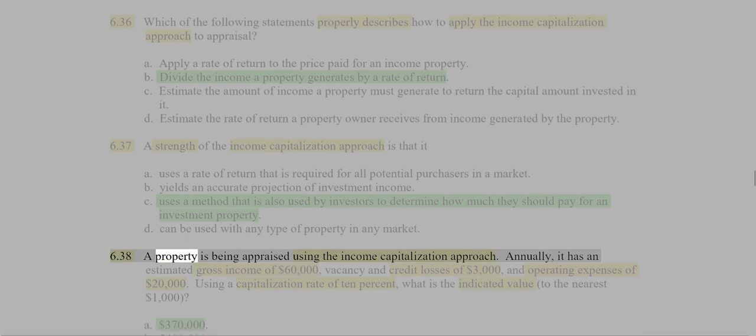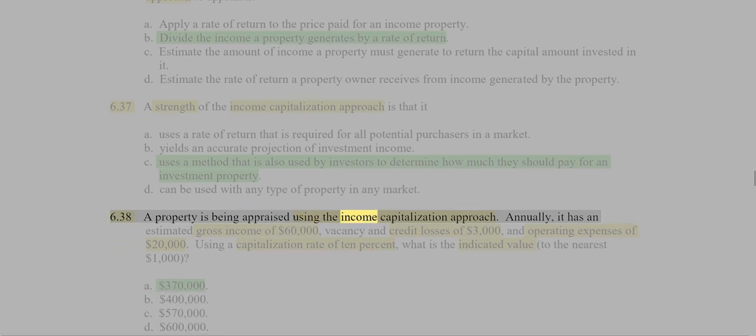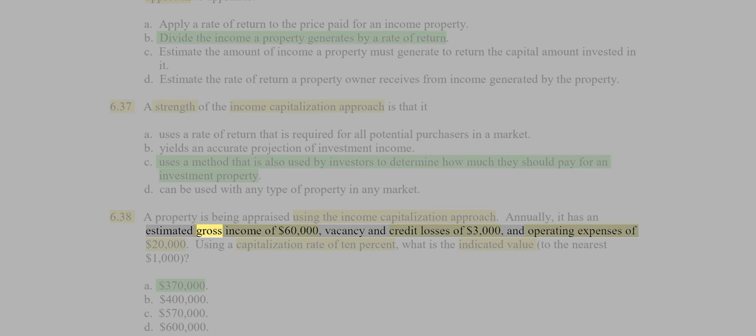6.38 A property is being appraised using the income capitalization approach. Annually, it has an estimated gross income of $60,000, vacancy and credit losses of $3,000, and operating expenses of $20,000. Using a capitalization rate of 10%, what is the indicated value, to the nearest $1,000?